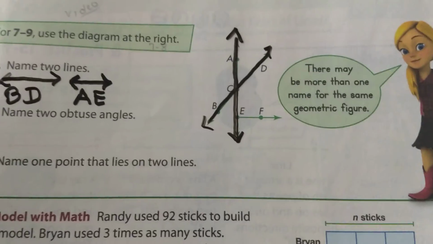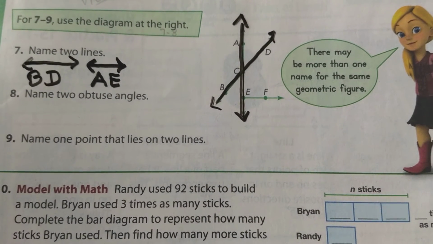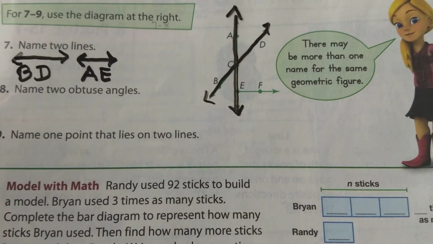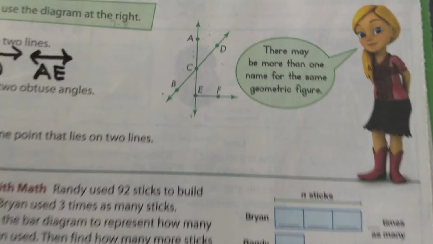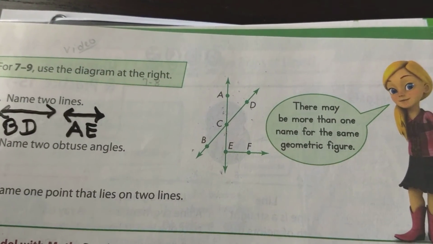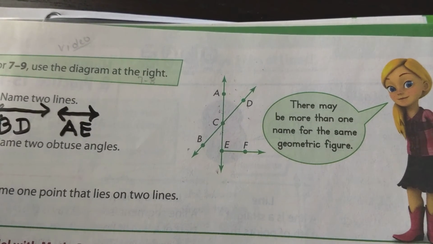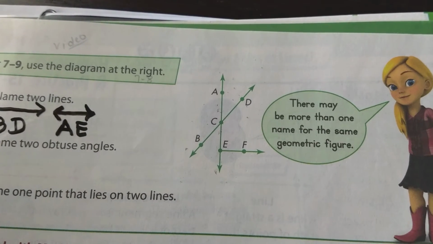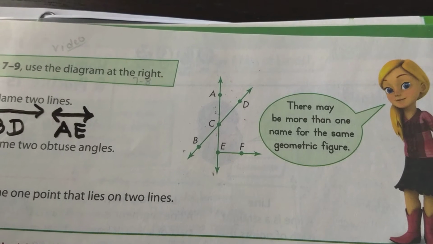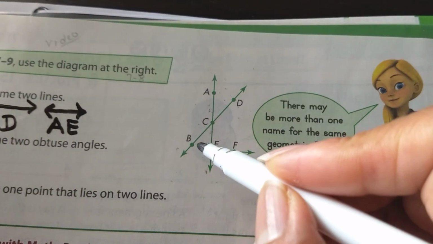Now, my next question, number 8 says, name 2 obtuse angles. Okay? 2 obtuse angles. What is an obtuse angle? An obtuse angle is an angle greater than a right angle. So it has to be greater than a right angle. All right? That means it's not going to form that square. So what would that be? So let's look right here.